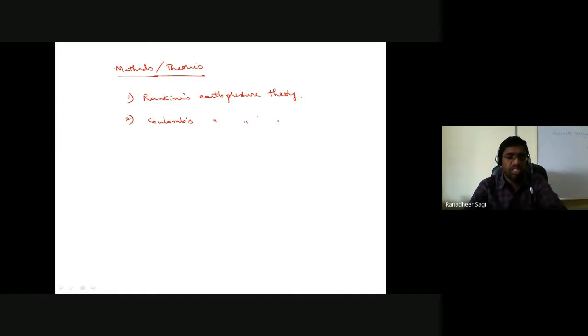However, I'll also give an idea of Coulomb's earth pressure theory, so that you'll know the difference between Coulomb's theory and Rankine's theory. So we'll go ahead with Rankine's earth pressure theory, and towards the end we'll focus on Coulomb's earth pressure theory. So let's start now with your active and passive states.